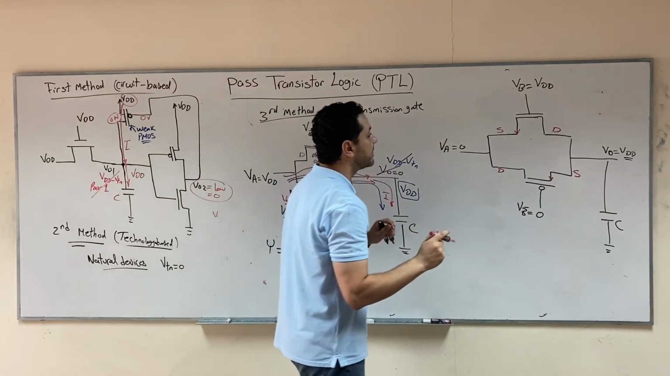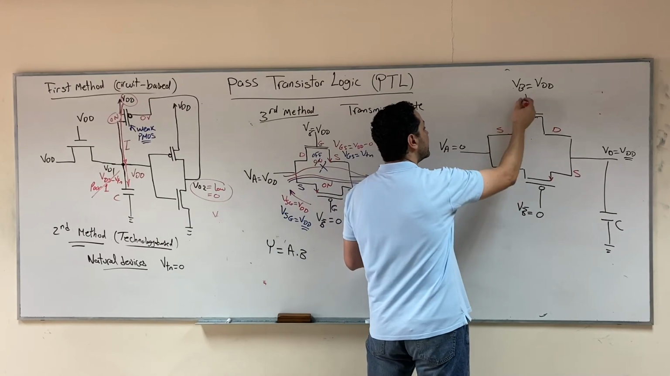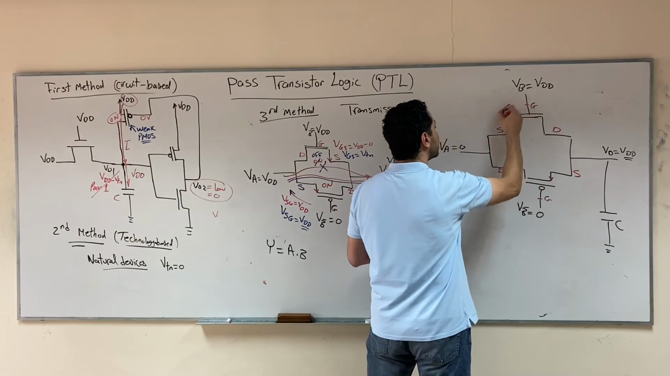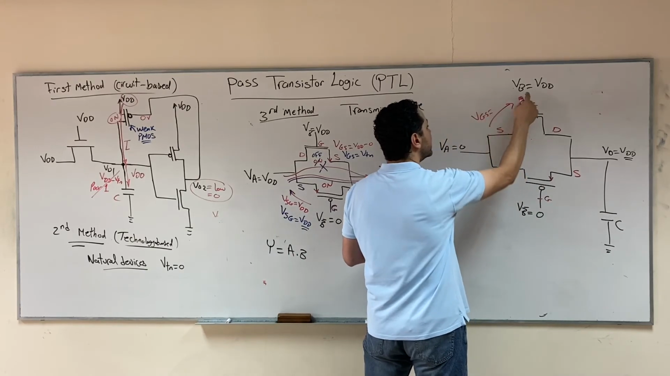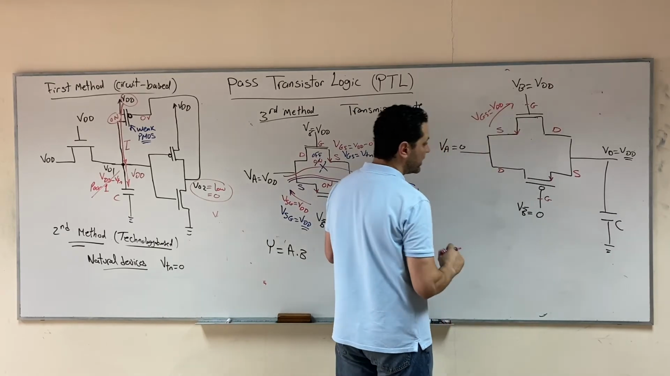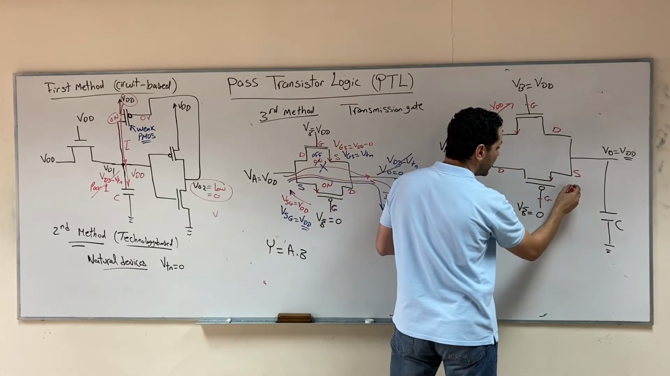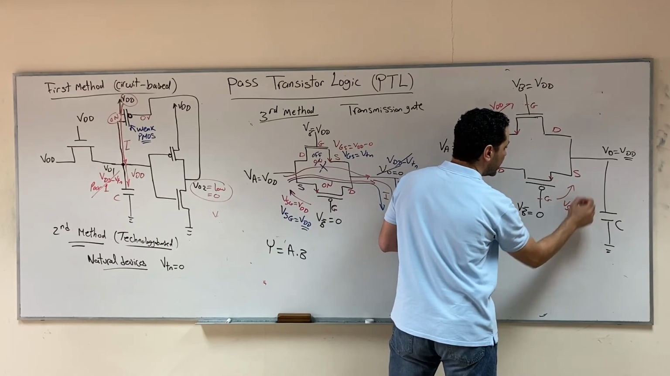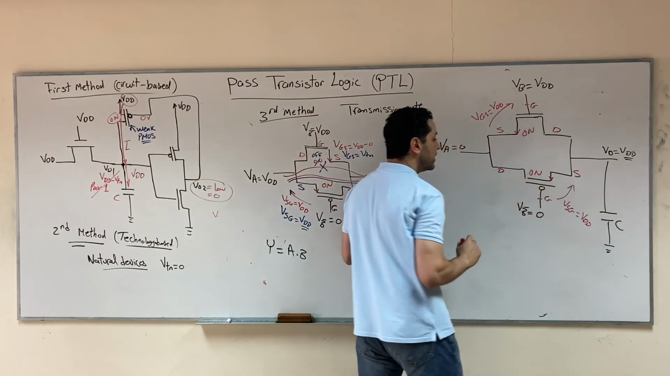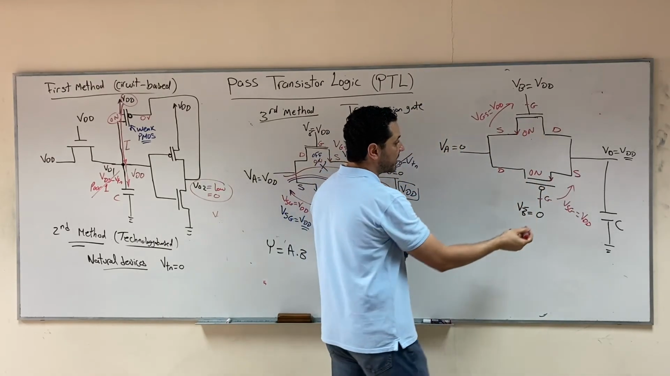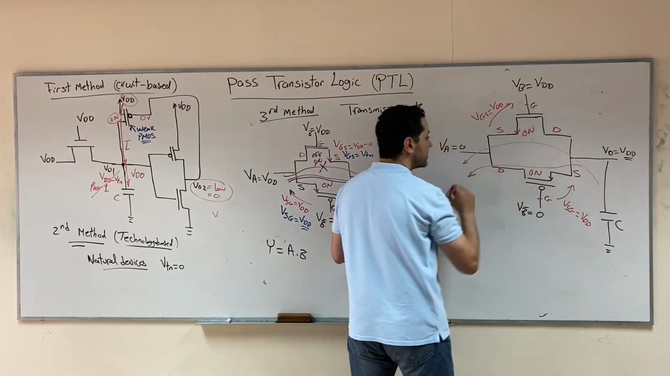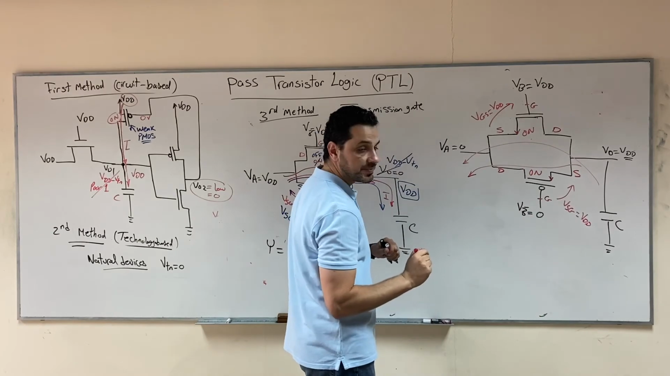In the beginning, VGS, of course this is the gate, this is the gate. VGS here is VDD minus 0, so it's VDD. So this transistor will be on. VSG of the PMOS is VDD minus 0, VDD. So in the beginning, both transistors will be on, and what happens is that the capacitor is going to discharge through both transistors.